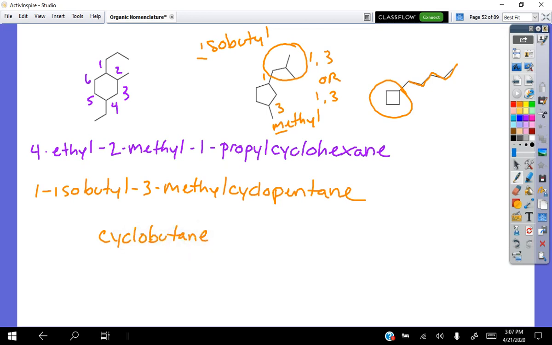So just like we do with other substituents, the ane becomes an yl ending. So cyclobutane becomes cyclobutyl. And then I just need my number. So I am on the very first carbon of my pentane chain. So it's 1 cyclobutyl pentane. All right. So do pay attention to the longest chain possible when you've got alkanes, because sometimes the alkane is going to be the parent and sometimes the cycloalkane is going to be the parent.